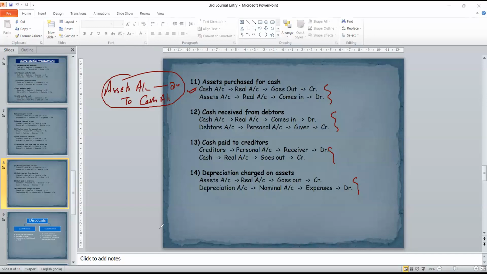Now, in a question, the rate of depreciation will be given, and the cost of the asset will be given. Like the cost of the asset is 1 lakh and the rate of depreciation is given as 20%. So you have to calculate 1 lakh into 20% like interest, and then you will write the entry: depreciation account debit to assets account 20,000.